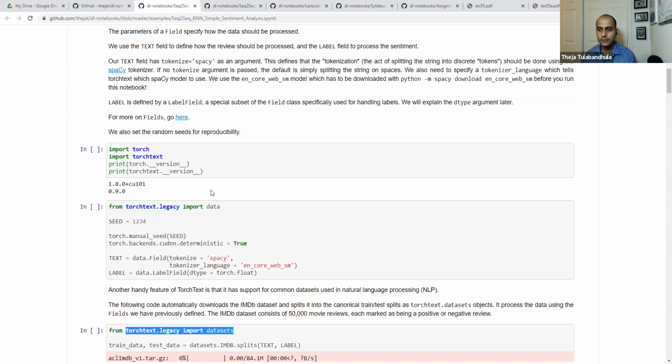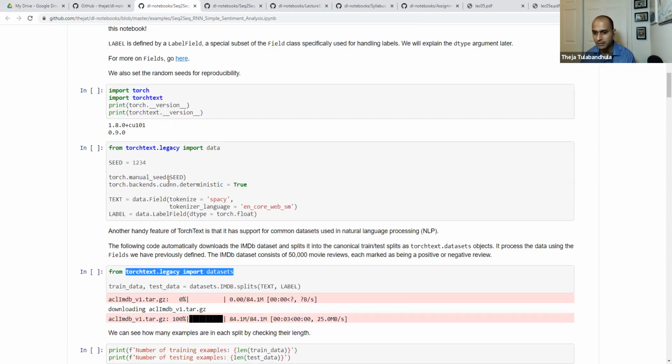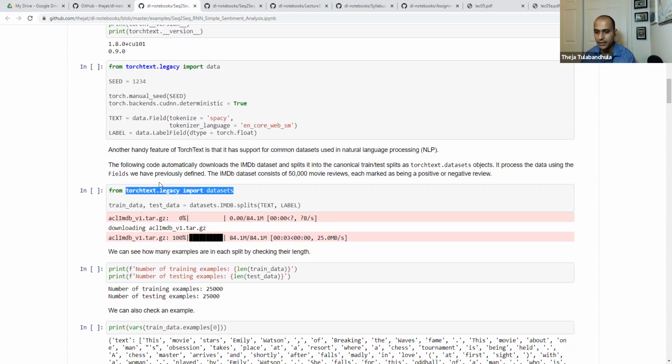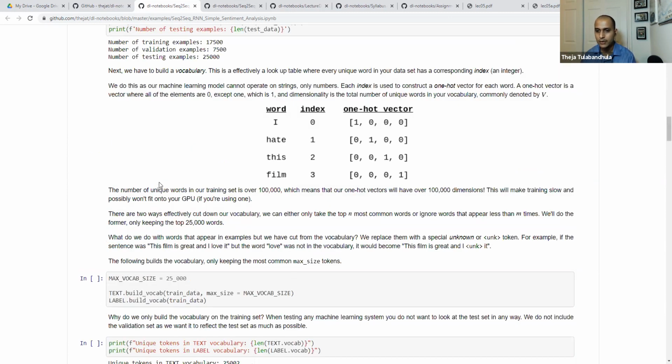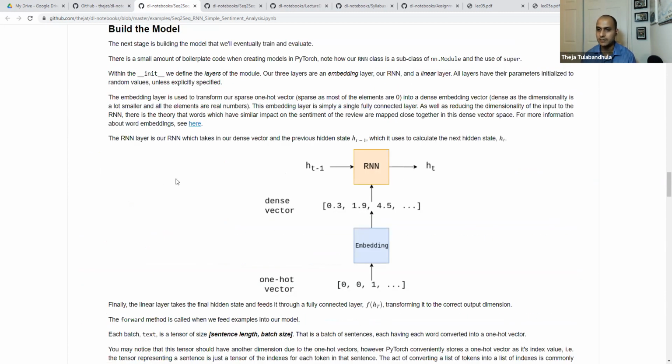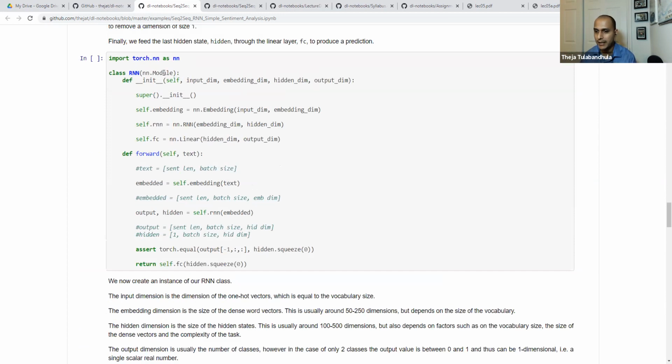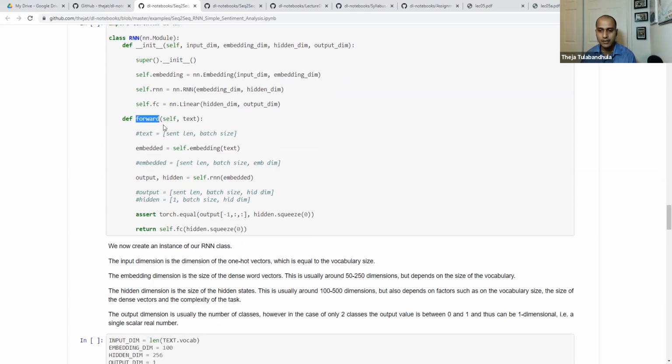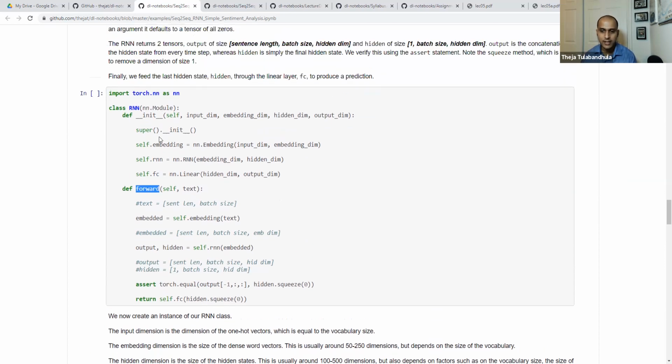Okay, so let me skip some of the pre-processing and directly talk about the model. You can see the model here. This is the RNN model. By now, everybody should be comfortable with extending nn.Module to create your own neural network architecture. You just need to define two functions, right? An init function and a forward function. So let's look at the init, actually.